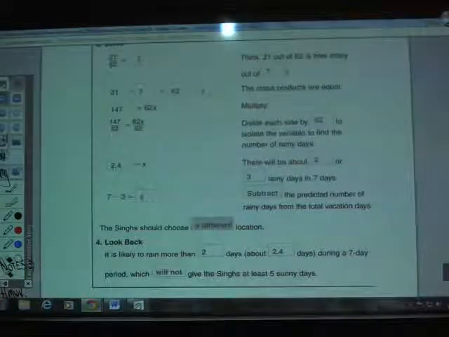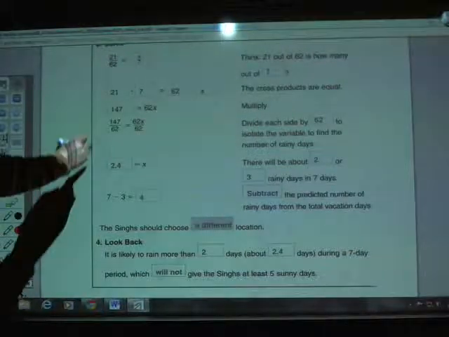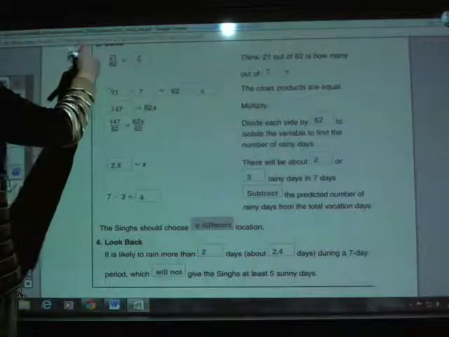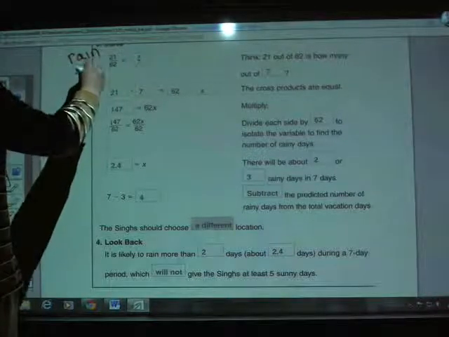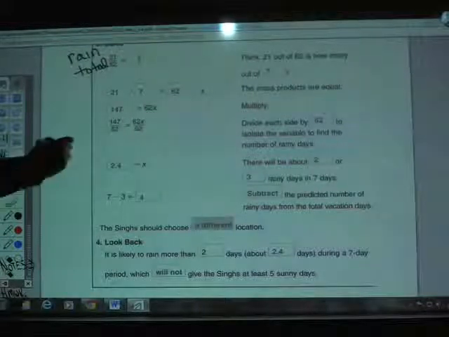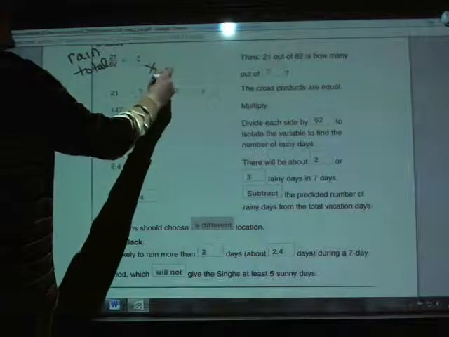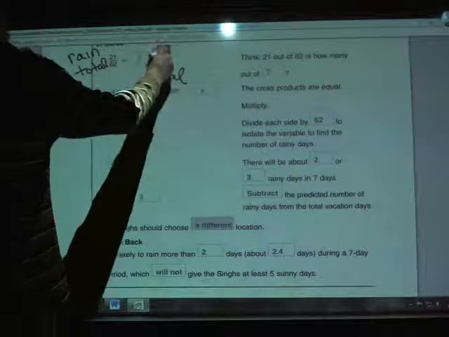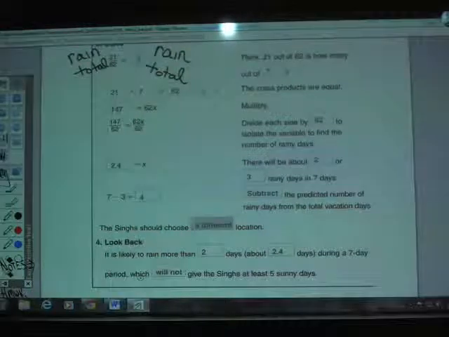So, let's see what we got here. We got the fraction 21 over 62. What does 21 over 62 represent? Again, it represents the number of days it rains compared to the total number of days in July and August. So we've written it as rain over total. So for the other fraction, the total part is going to have to be 7, because their vacation is 7 total days. The top is how many days, once we figure it out, it's going to rain on their vacation.